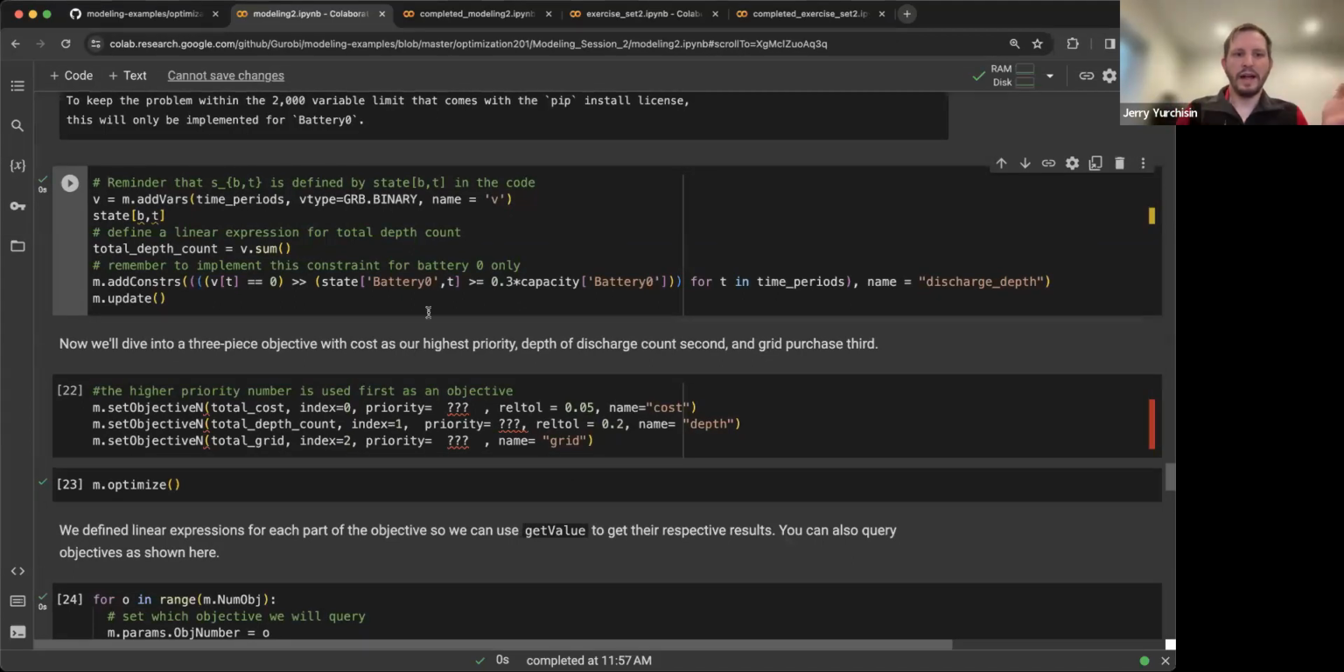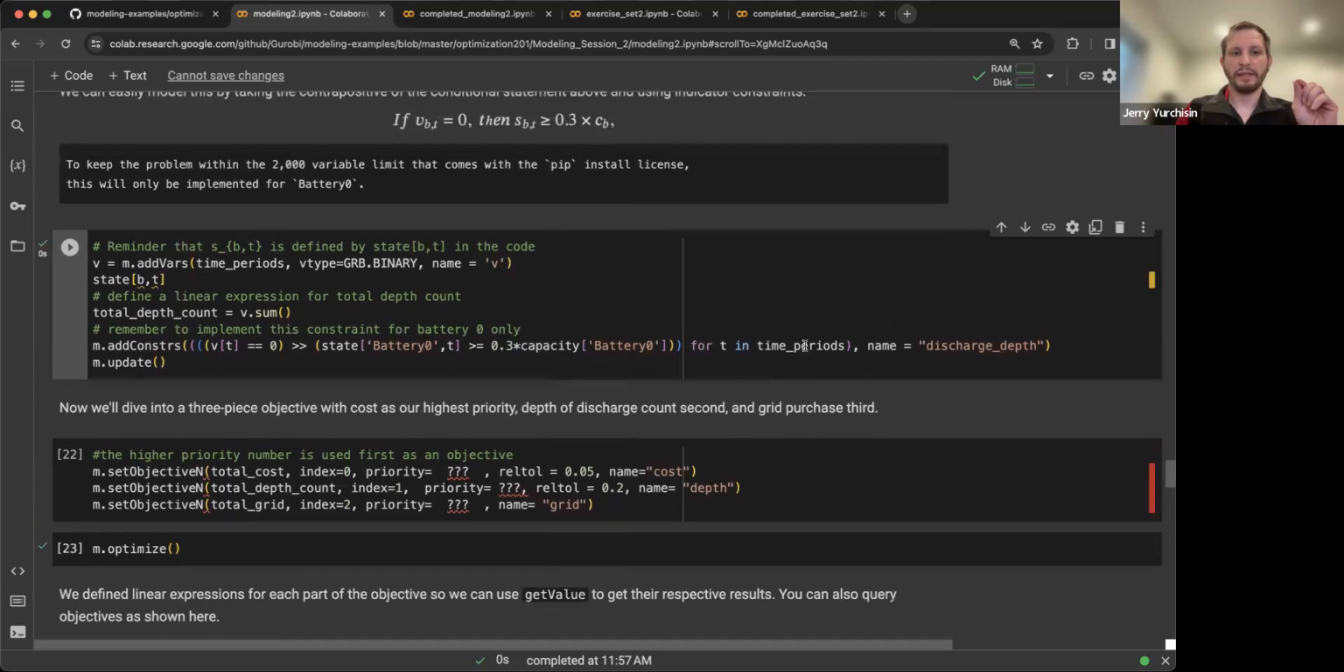So now let's dive into a 3-piece objective, with cost being our highest priority, depth of discharge count being our second, and grid purchase being third. So if you think about the depth of discharge, the way that we have it, the violation is when V is 1. So when V is 1, that's bad. So we want to minimize the bad. So this fits in with the sense of the rest of the objectives, where we all want minimization here.